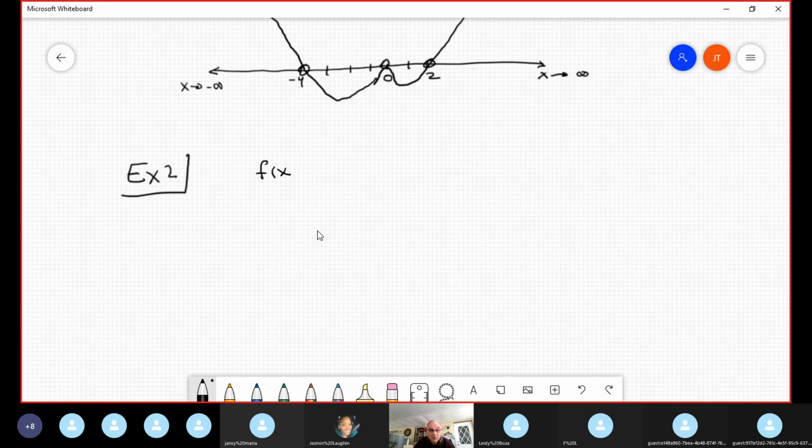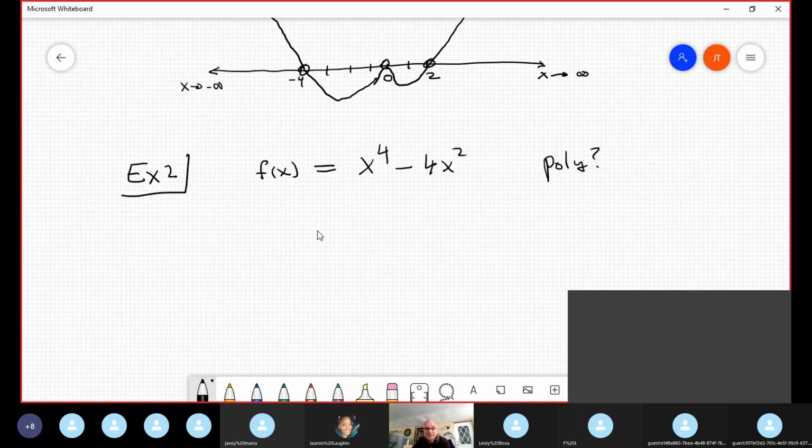Suppose f of x is equal to x to the 4th power minus 4x to the second power. Suppose that given this expression, my question is: is it a polynomial, yes or no? Yes, because the exponent is a whole number.